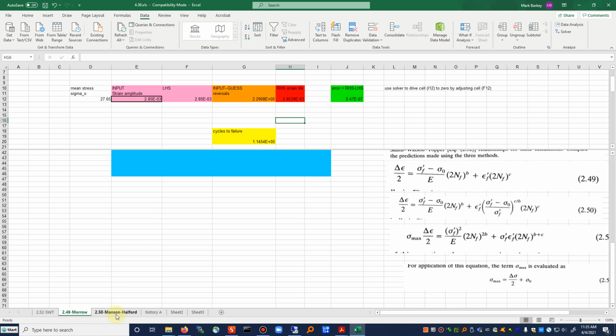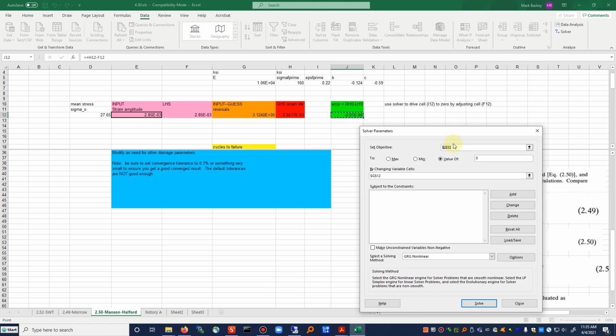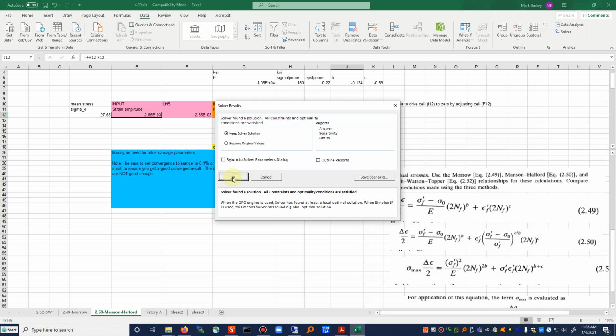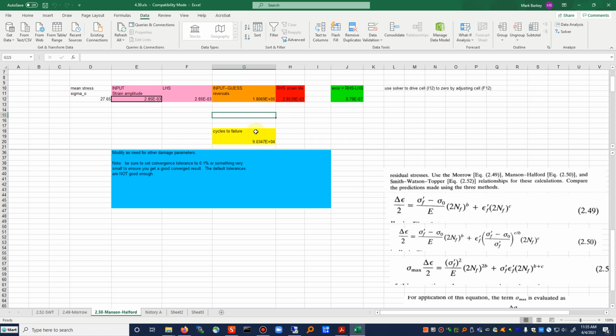All right, so now let's take a look at Manson-Halford. Hopefully we'll get something close by. Here's our mean stress. Here's our input. Now we're going to use our solver again. We're going to drive J12 to 0 by changing G12. Okay, and we get this number of cycles to failure.